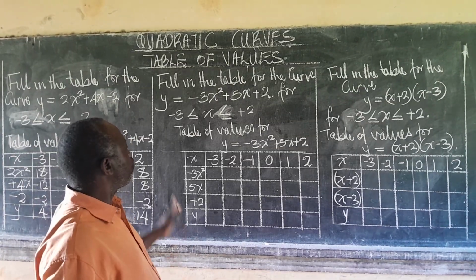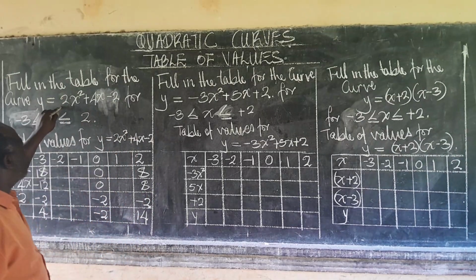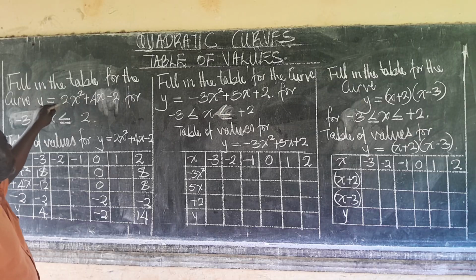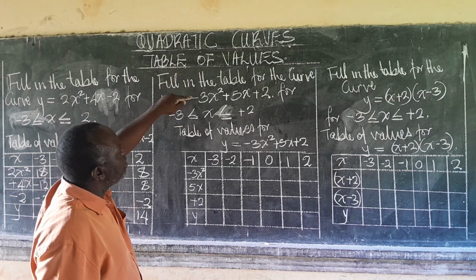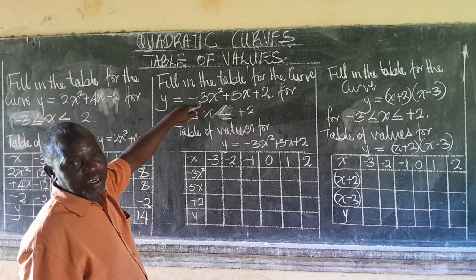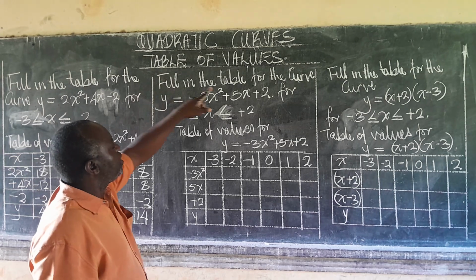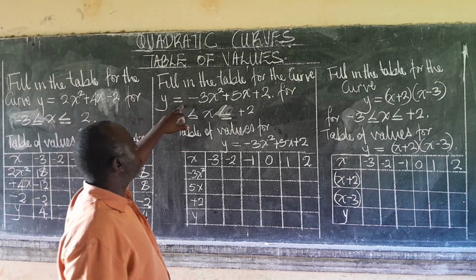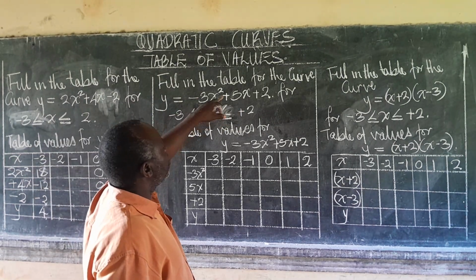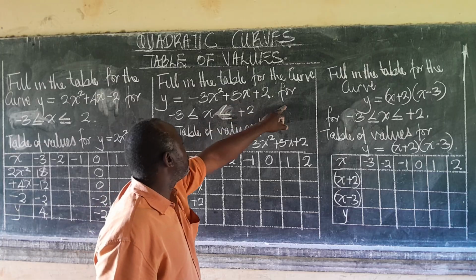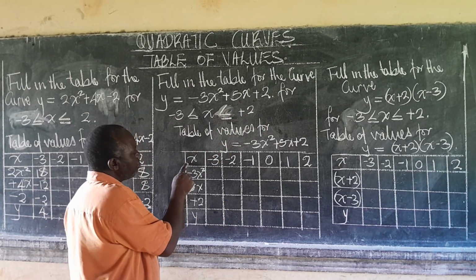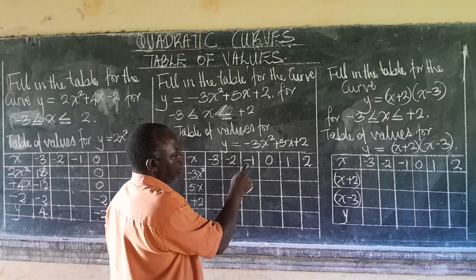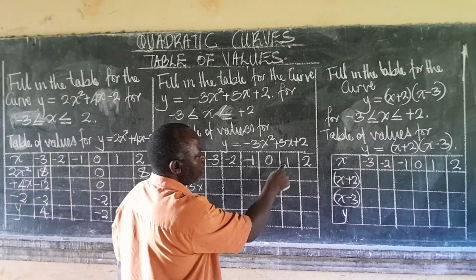Now let us come to this one. Remember that for the first one, our a is greater than 0. Then when it comes to this one, where a is less than 0, we are having a negative. So here we are having: fill in the table for the curve y equals negative 3x squared plus 5x plus 2 for the same values. So it's the same table. Here we have x: negative 3, negative 2, negative 1, 0, 1, 2.